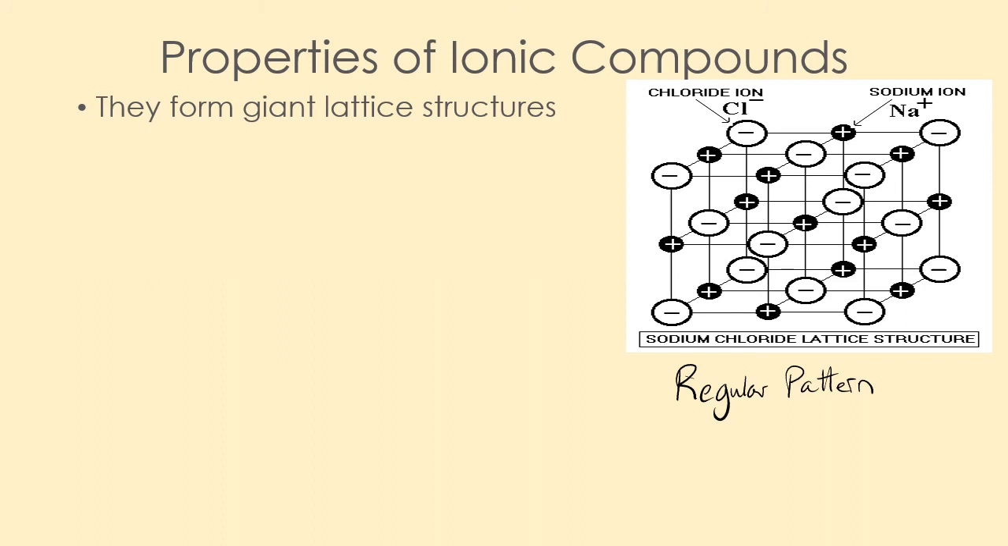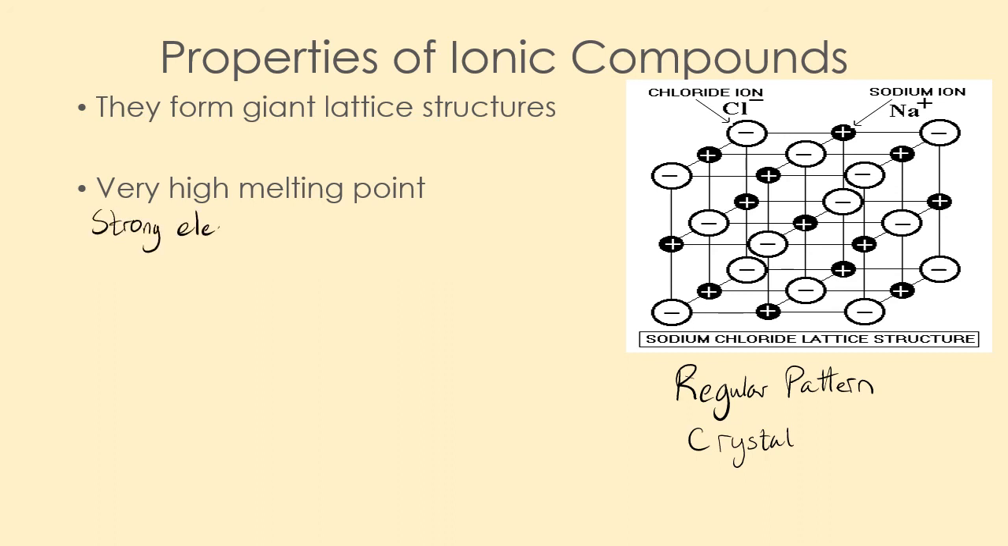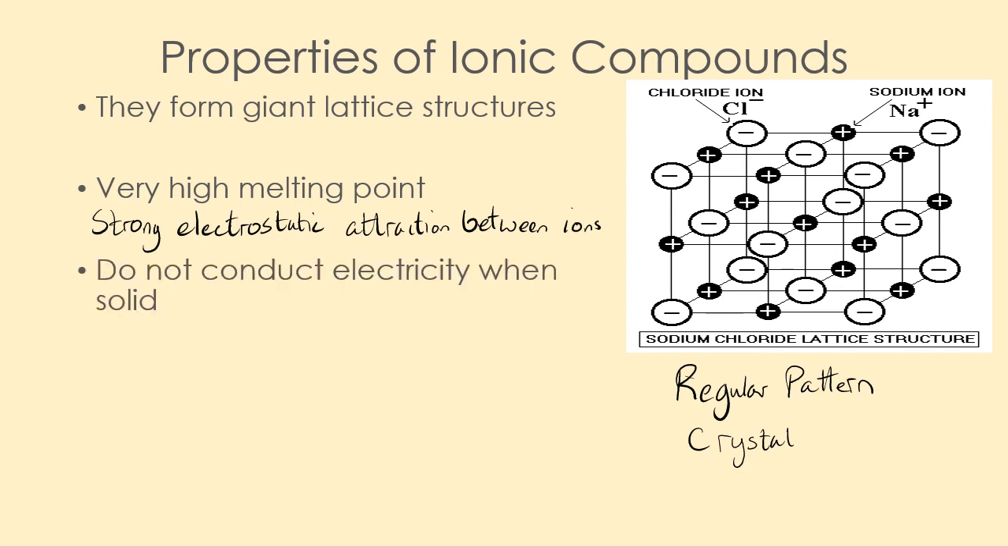It's why ionic compounds will form crystals or crystal shapes, because they form this regular pattern. They have a very high melting point. The reason why they have a very high melting point is because of the strong electrostatic attraction, or force we could say as well, between our ions. It's very, very hard to break that attractive force, so they have a high melting point.